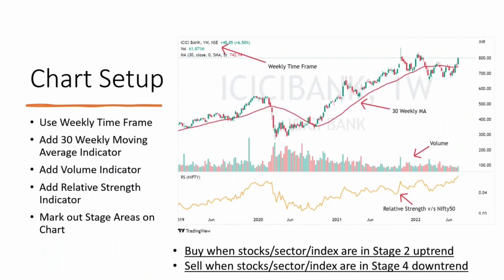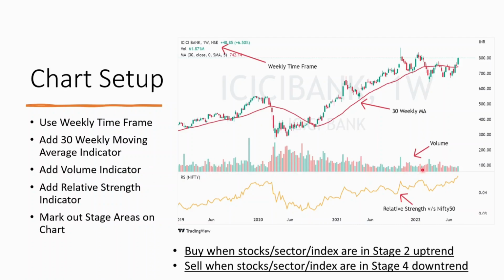So let's discuss the chart setup that we require to do stage analysis. First thing, stage analysis is always done on the weekly time frame. Over here you can see this is the weekly chart of ICICI Bank, and then we require three indicators. The first one is the 30 weekly moving average, which is the moving average line on the weekly chart over a 30-week period. So this gives us, at any point, the average price over a period of 30 weeks in the past. Then you have the volume indicator.